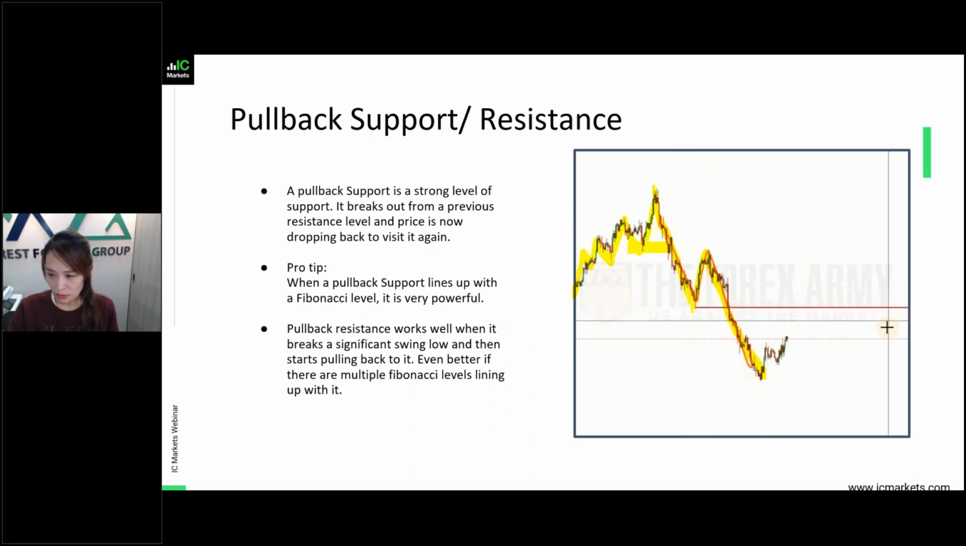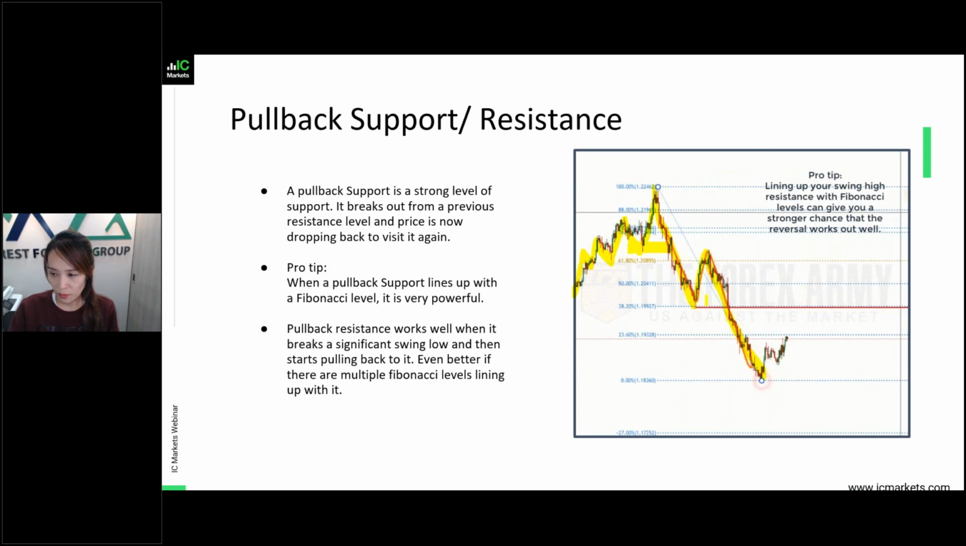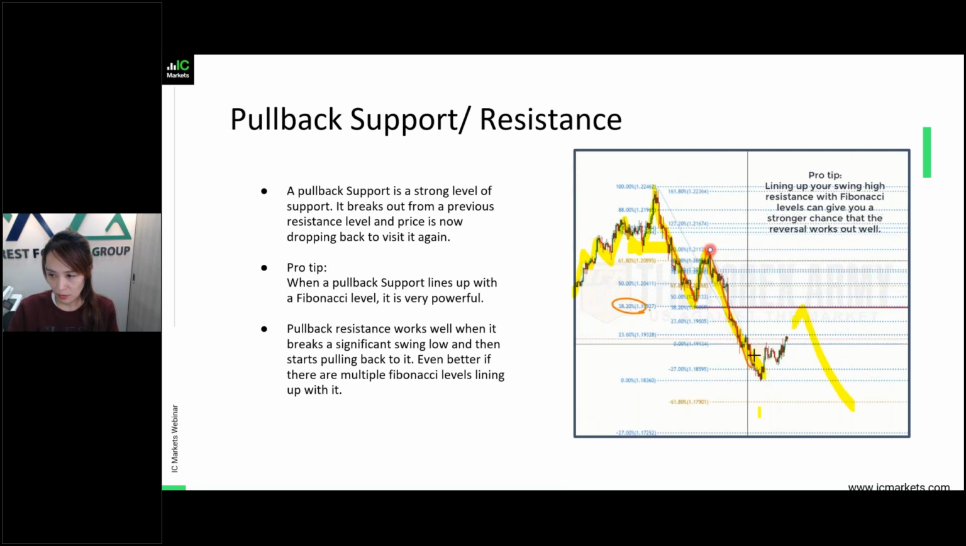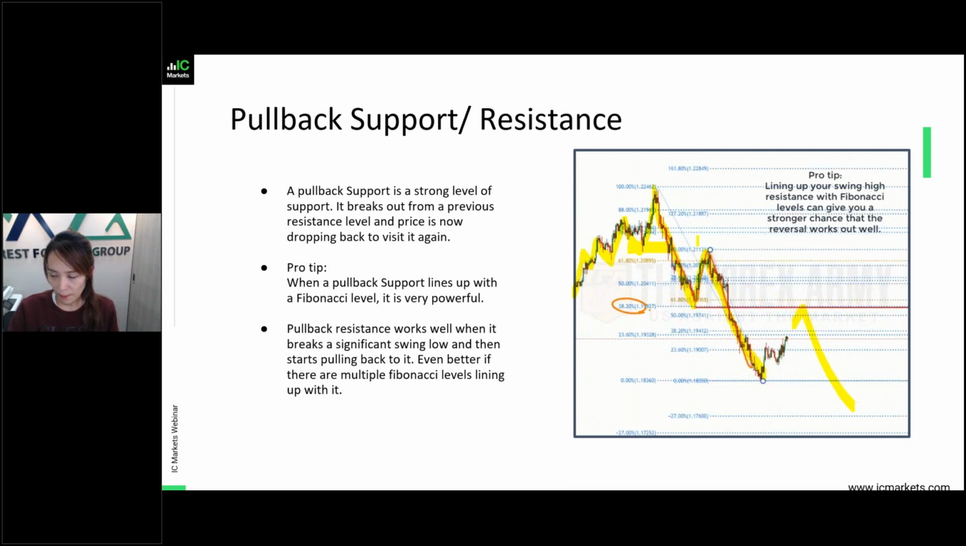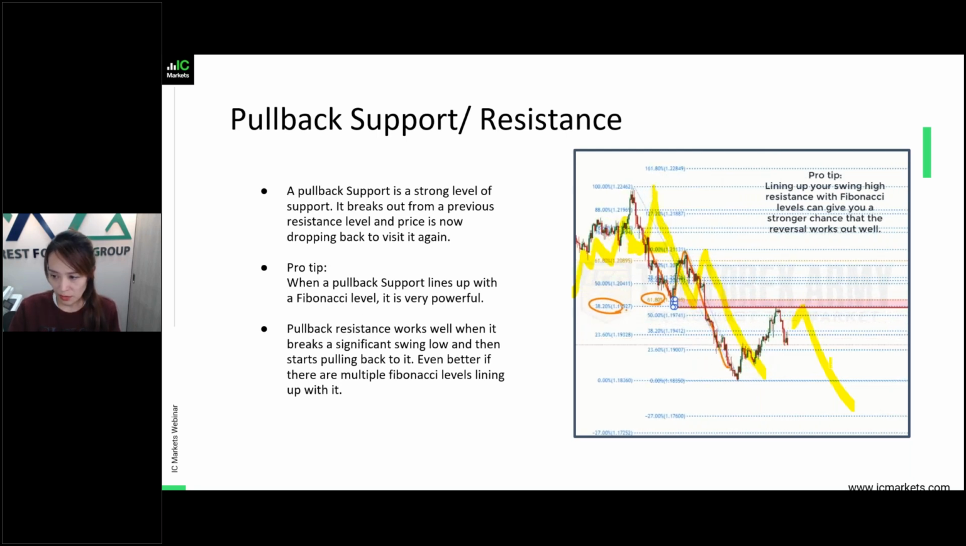Okay, you know that price has broken this low already. So you draw Fibonacci, and then you wait for price to pull back to your resistance level, and then you sell from here. Just look for Fibonacci confluence over here, and then you highlight the zone. When the price comes to this zone, you sell.